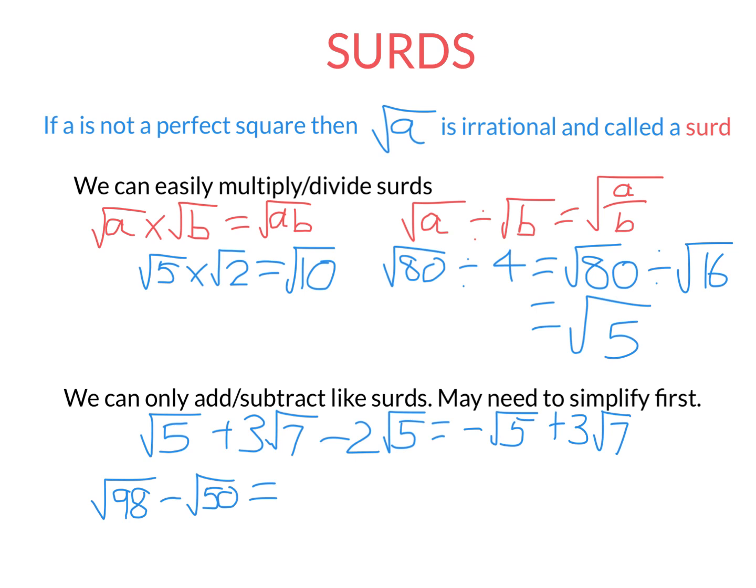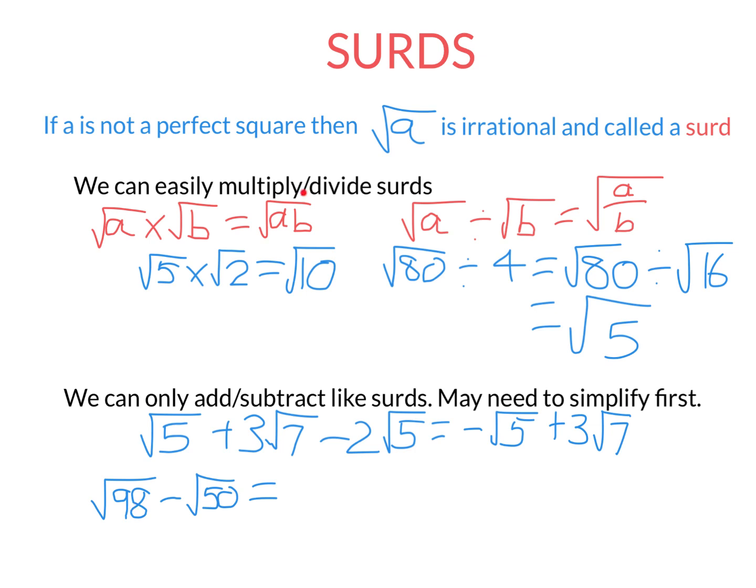There is, however, an exception. You may need to simplify surds first. So root 98 and root 50 don't look like surds, but they actually are. We need to simplify them. So what does it mean to simplify a surd? Well, just like simplifying a fraction, what we want to do is find a number that's equivalent to this, but has a smaller number under the square root.